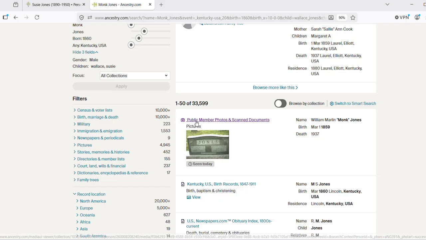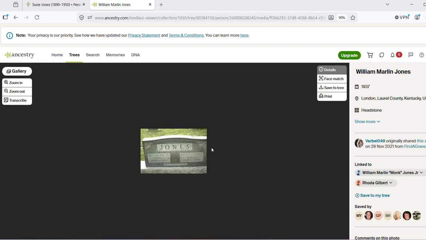This is what I wanted you to see. Look at this. Monk Jones, born in 1859. Oh my gosh. His name was William Martin, if that is the right person. And his wife's name, I don't know if you can read that. It says Rhoda Gilbert. And there he was in Kentucky when he died, or at least he's buried in Kentucky.